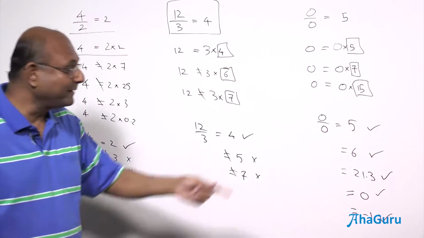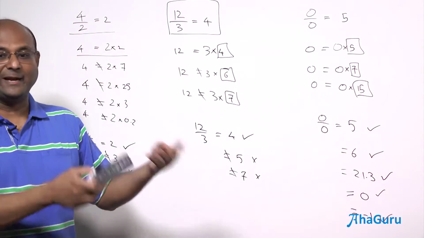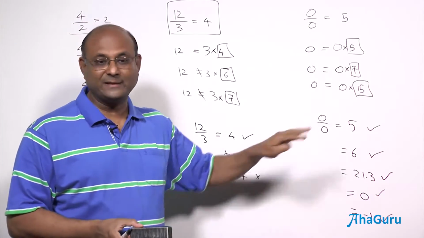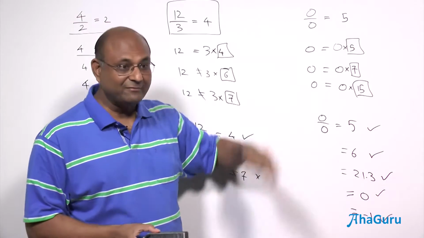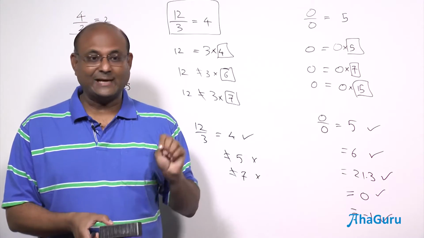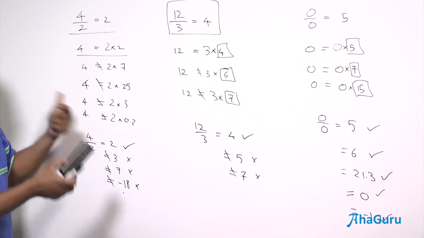We cannot determine which of these answers is correct. So we say it is indeterminate because I couldn't find which of them is correct. All of them are okay. Everything is maybe. Is 0 by 0 5? The answer is not no. The answer is not yes. The answer is maybe. Whereas 4 by 2, is it equal to 3?